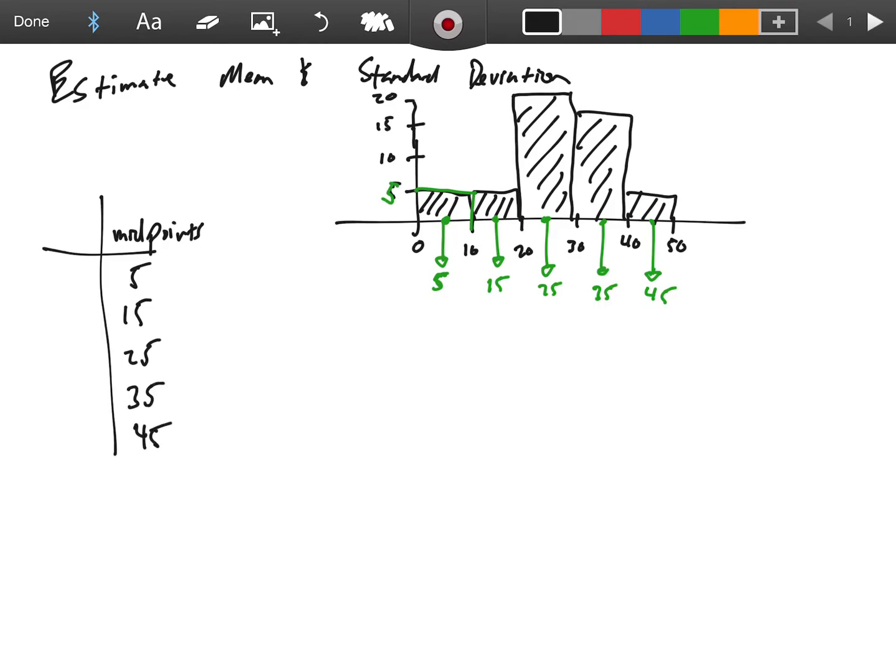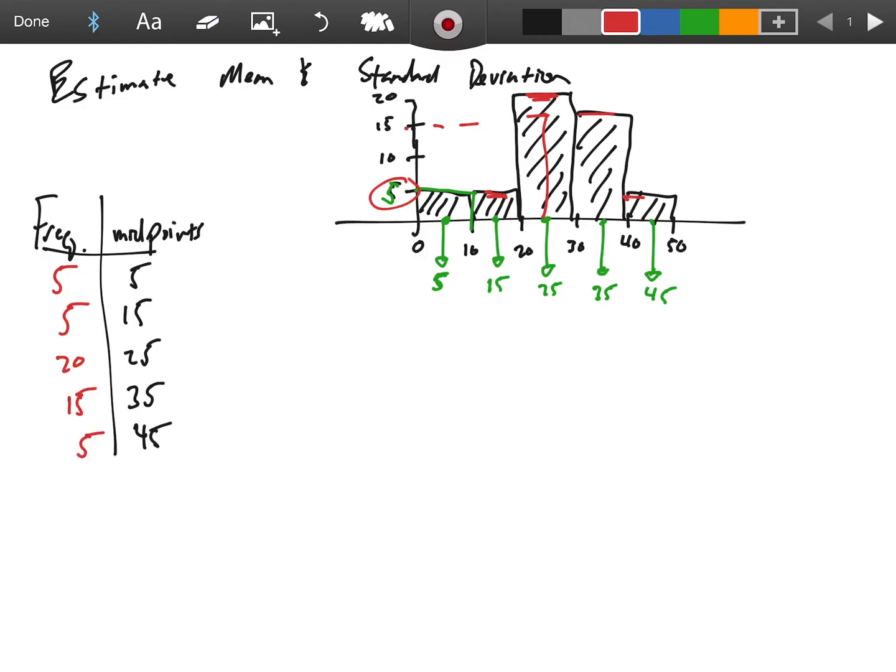Anytime you're doing a problem like this, always start by grabbing the midpoint values of each of the bars on your histogram. Then I want to know, what is the frequency? How many values do I have within each of the bars? In the first one, there are 5 values, and then I have 5 values again for 15. At the 25 mark, I have 20 values. This goes all the way up to 20. At the 35 mark, I have 15 values. And last but not least, at the 45 mark, I'm back down to 5 values.